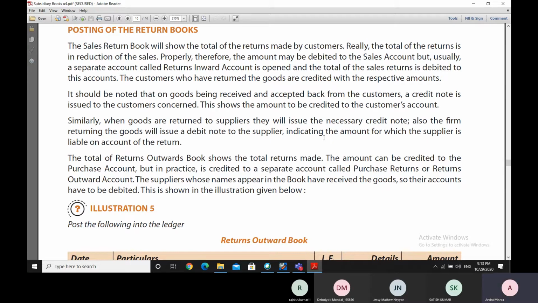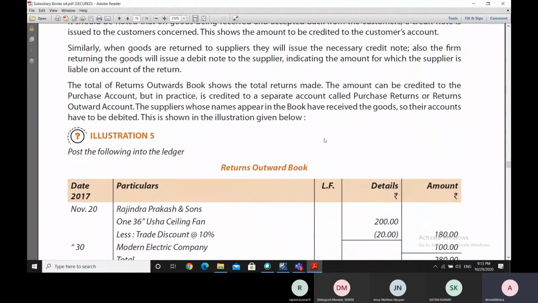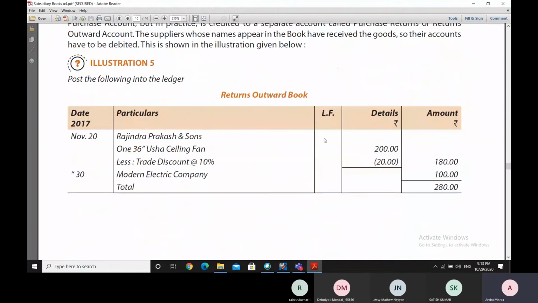And the suppliers whose names appear in the books have received the goods because they have been returned back by us to them. So their accounts have to be debited. So we debit the supplier and we credit the purchase return account or the return outward account in case of a purchase return. We can see that in the illustration which is coming up, illustration 5.